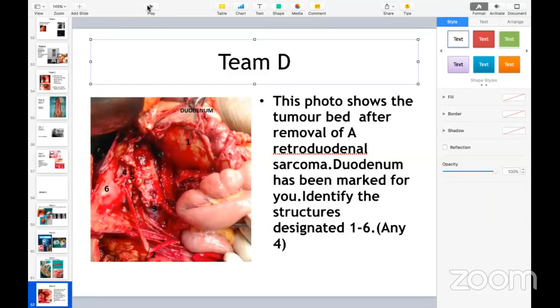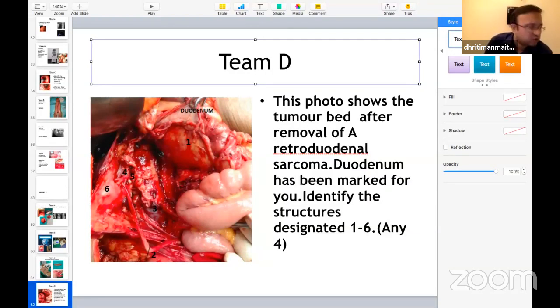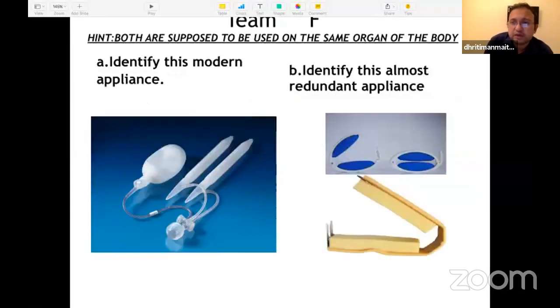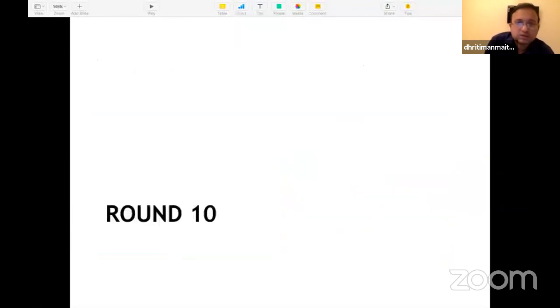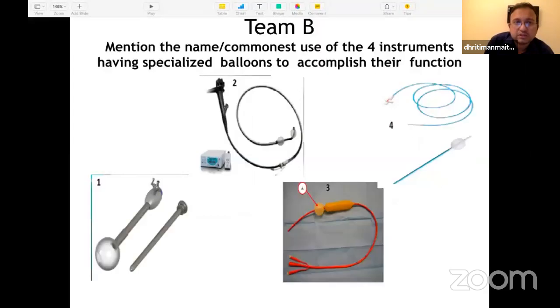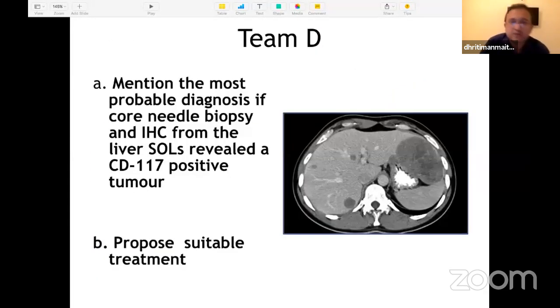Sir, give marks here, right? 10. This question has been skipped by Shomodipta and this question has been skipped by Sriram. And in round 10, this question has been skipped by Vaibhav. This question has been skipped by Mahima. This question has been skipped by Mimansha. This question has been skipped by Vaibhav. This question has been skipped by Somadipta. And this question has to be answered by Sriram.